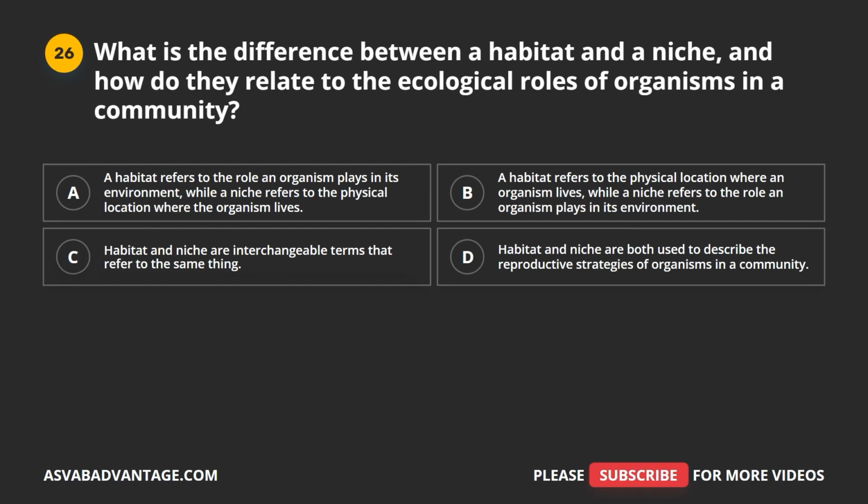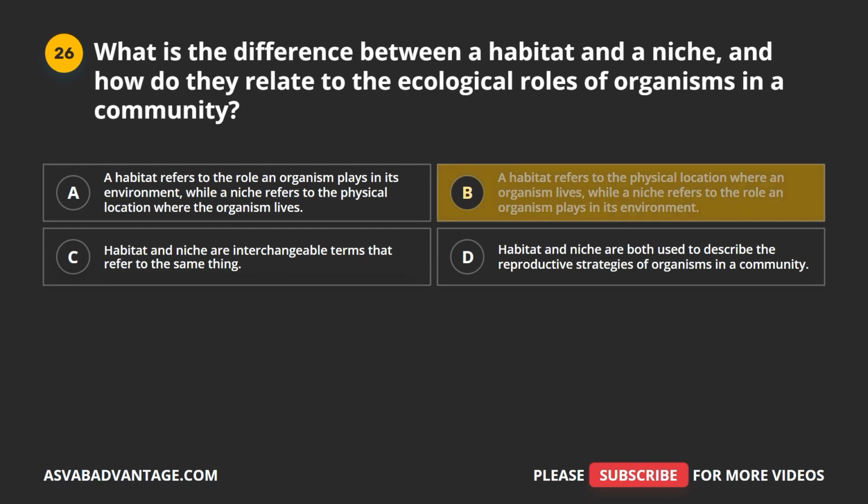B. A habitat refers to the physical location where an organism lives, while a niche refers to the role an organism plays in its environment. C. Habitat and niche are interchangeable terms that refer to the same thing. D. Habitat and niche are both used to describe the reproductive strategies of organisms in a community. The correct answer is B.